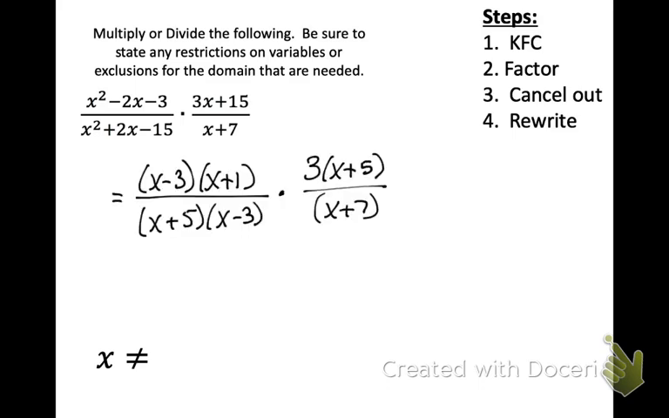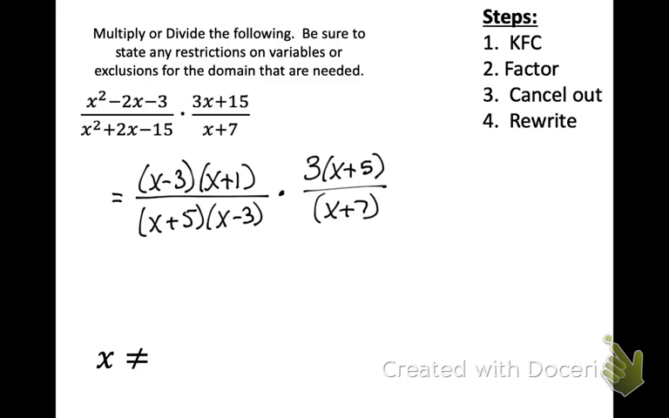The one factor that you might have had issues with was factoring the 3x plus 15. It's not a trinomial. It doesn't have 3 terms, so it's not like these. It's not a difference of squares, so all we're doing with that one is we're pulling out a greatest common factor of 3 in this case.